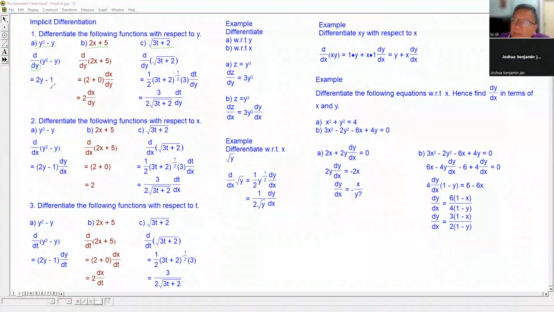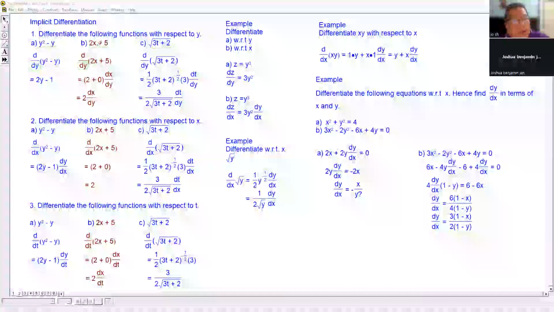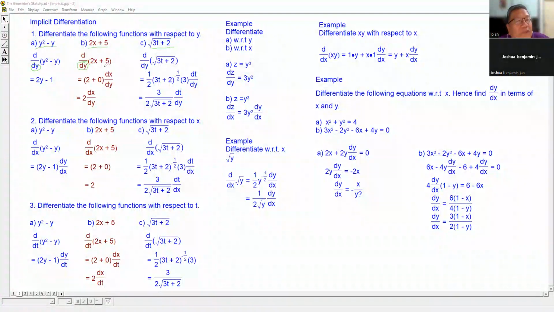Is this okay? Okay, right. Now, the same thing. This is a function involving x, but I want to differentiate with respect to y. Pretend that you are differentiating with respect to x. So you differentiate 2x plus 5 with respect to y. Differentiate 2x, 2. Differentiate 5, 0.